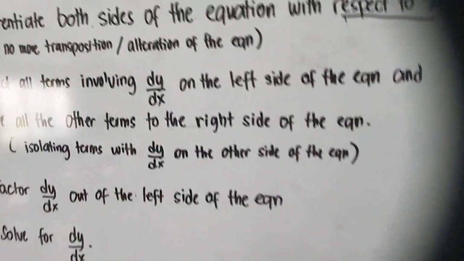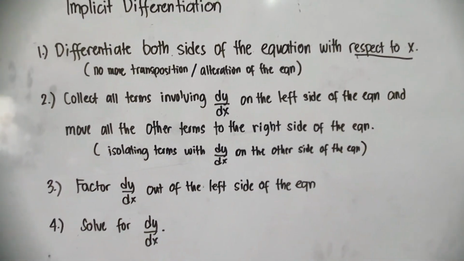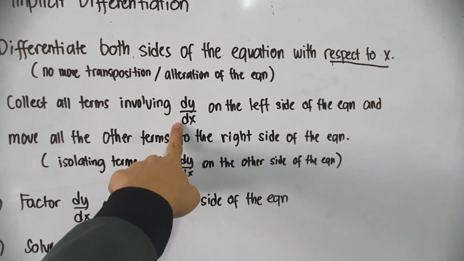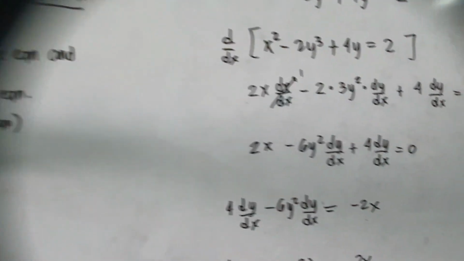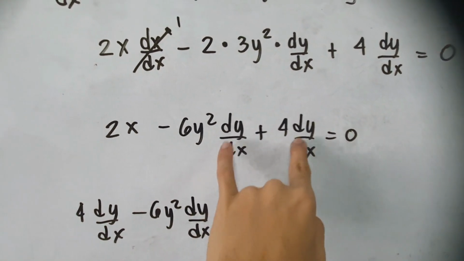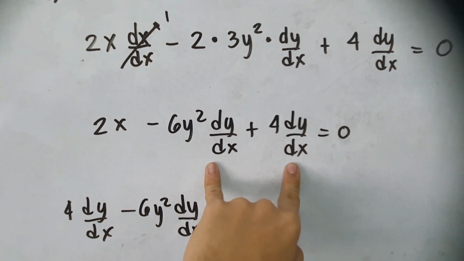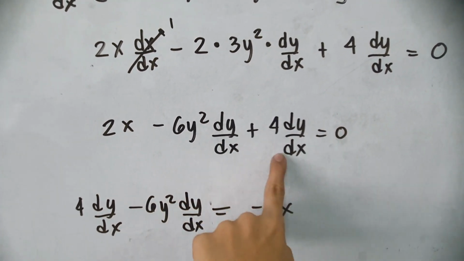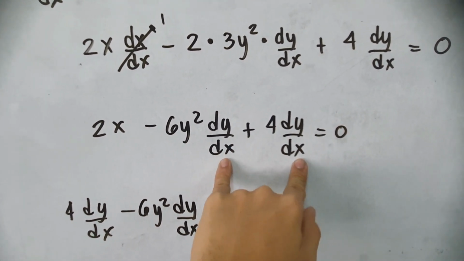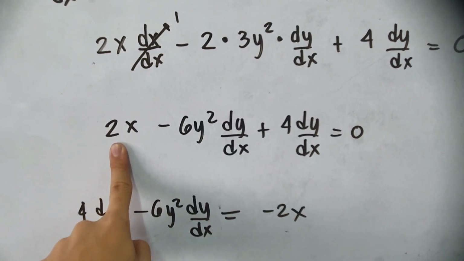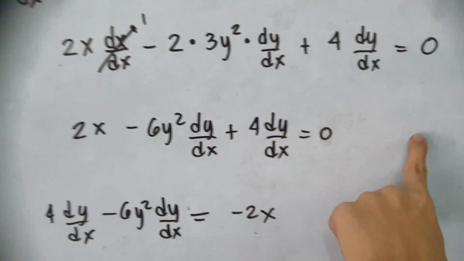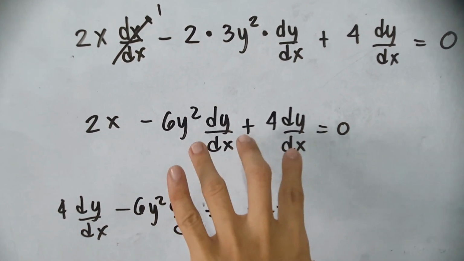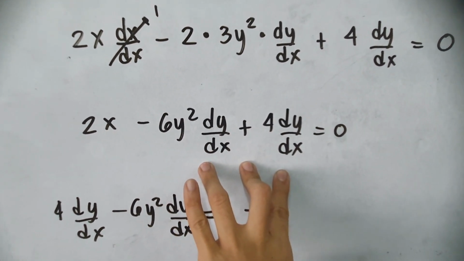Now the question is, what step are we going to do next? Step number 2, collecting all the terms involving dy over dx on the left side of the equation. So which has dy over dx? The terms that has dy over dx. So we have negative 6y squared and 4. This 2 has dy over dx. So what shall we do with 2x? We transpose it to the other side of the equation. We will leave the left side of the equation only with the terms that has dy over dx.